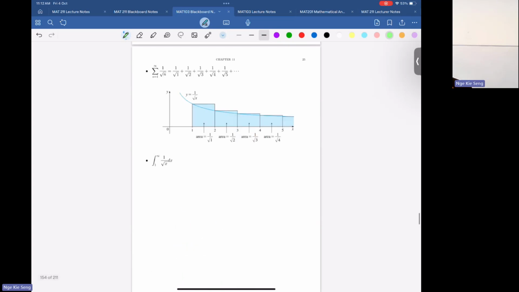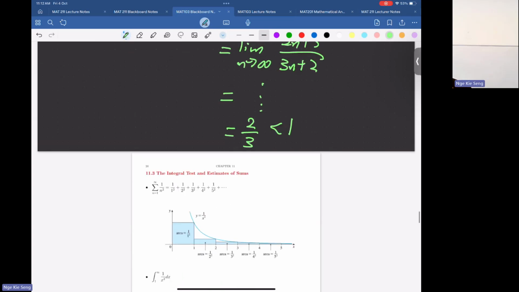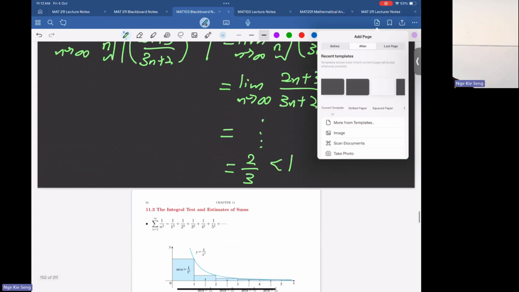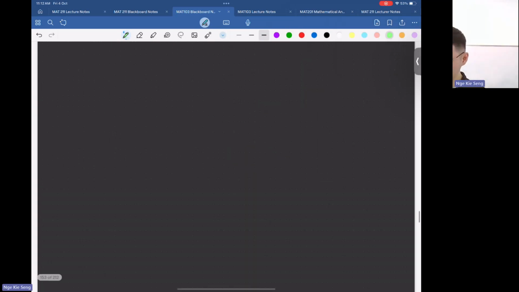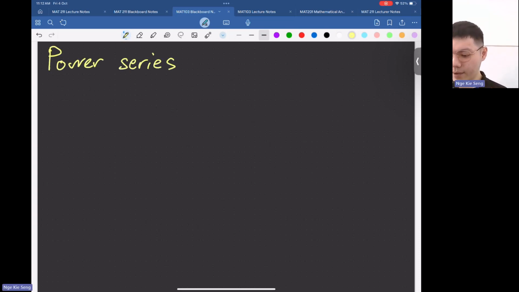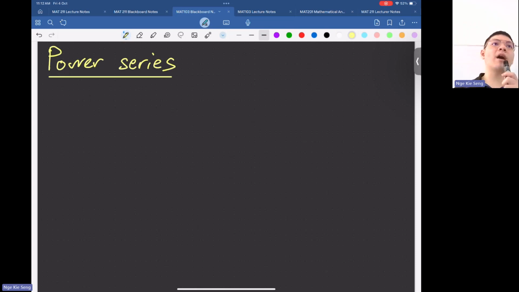Still series, but we add in a variable this time. And the way we add it is very specific. How we add the variable in, we use power. This is called a power series. What's power? Power here is not Power Ranger. It's taking power of some variable.